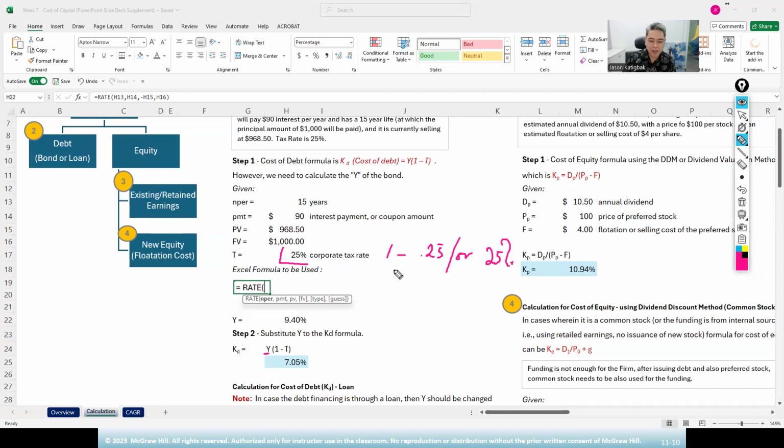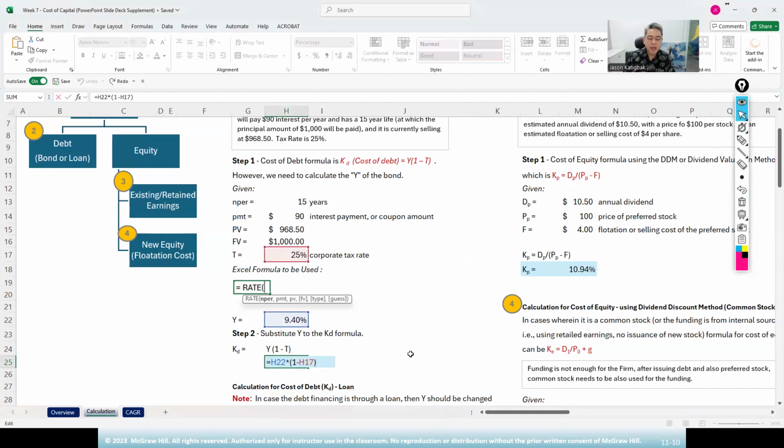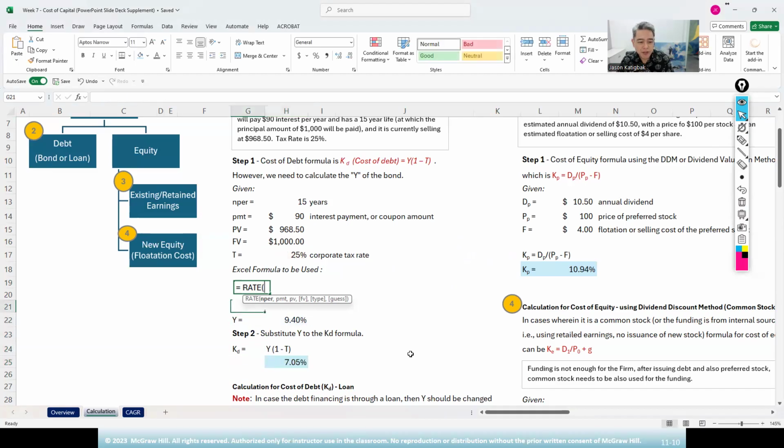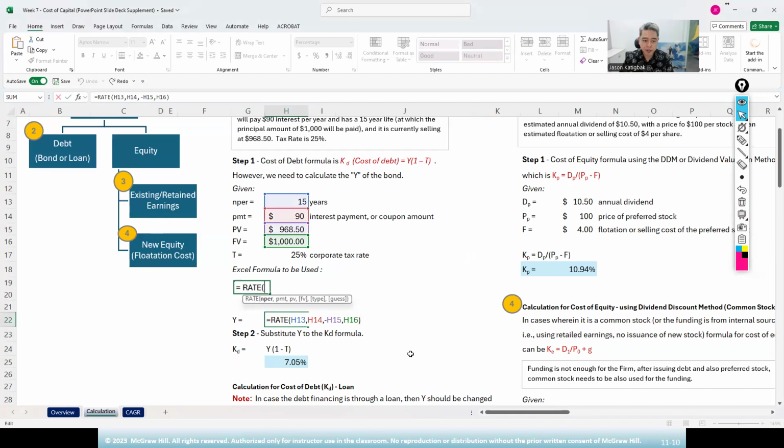It doesn't look like 25. And then that one is this side, so I'm going to get 7.05. Let's make sure that it's correct. I have 1 minus and then link it to 25, and then I have Y, the yield to maturity, at 9.4, which is the calculation of equals rate. I'll just use Y because that's your interest rate calculation. So we learned something new as a formula, which is getting the yield through Excel using equals rate.